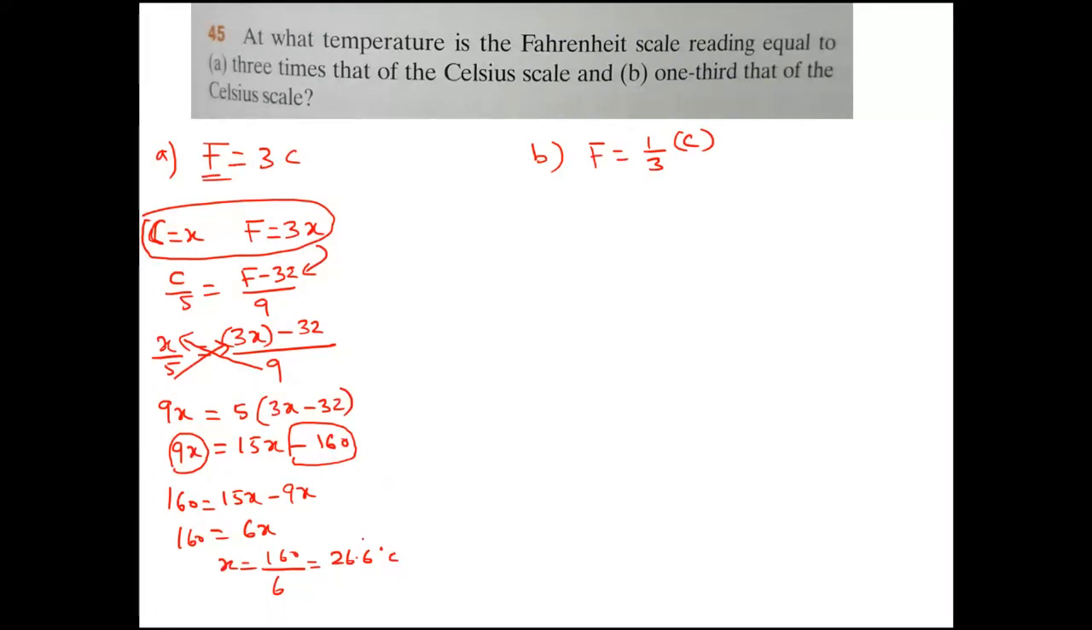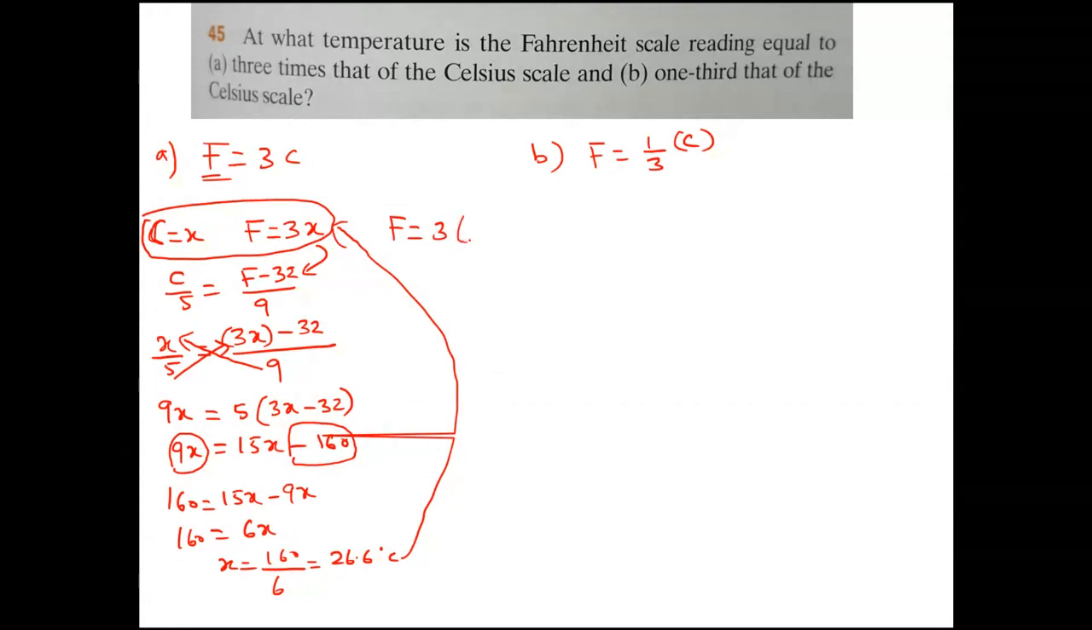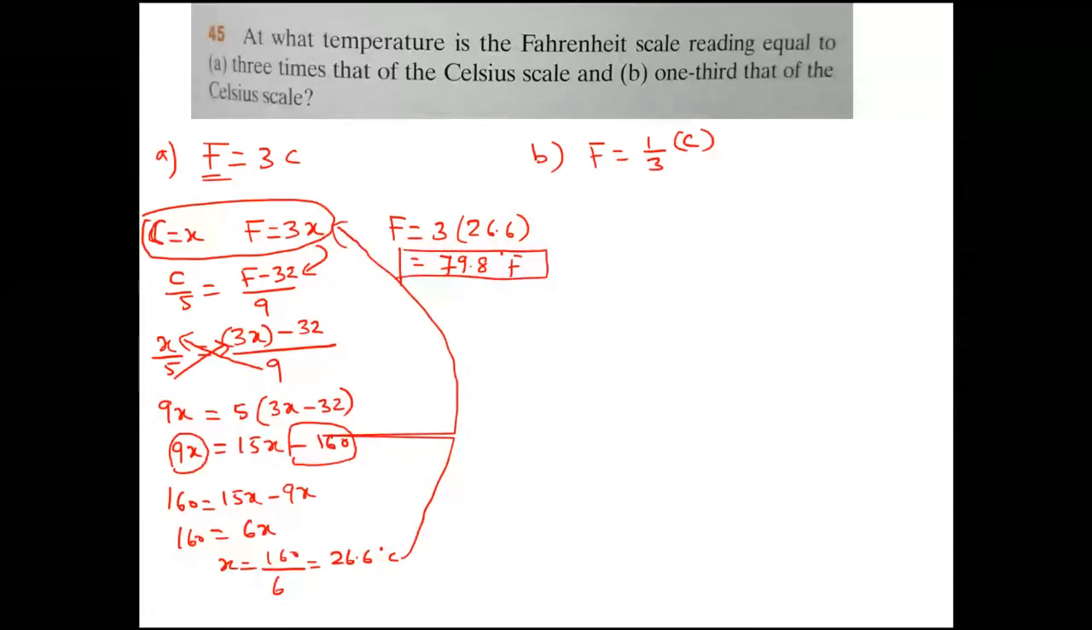Now, because we have to give the answer in terms of Fahrenheit, you have to take this value and substitute the value of x here. So if you substitute the value of x here, what will you get? F is equal to 3 multiplied by x. What is the value of x? 26.6. When you work it out with your calculator, I will get 79.8 degrees Fahrenheit. Clear?